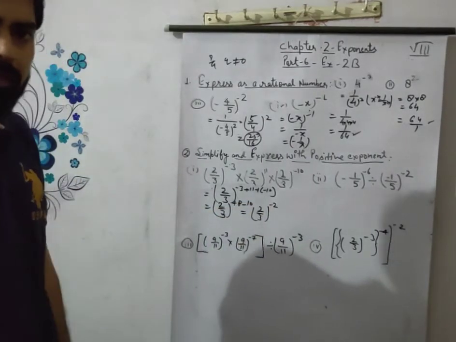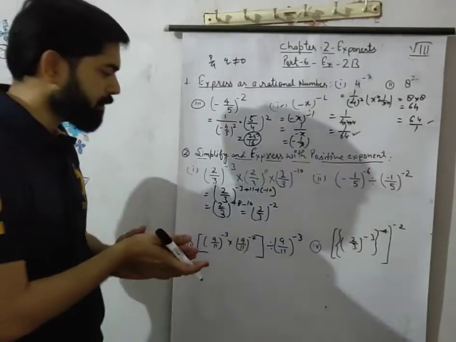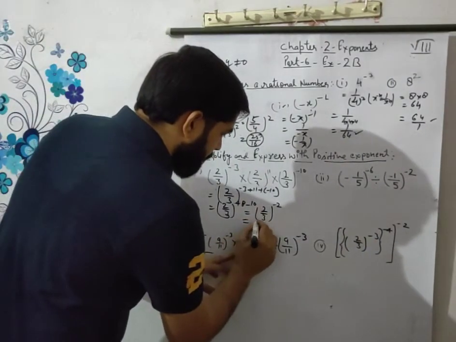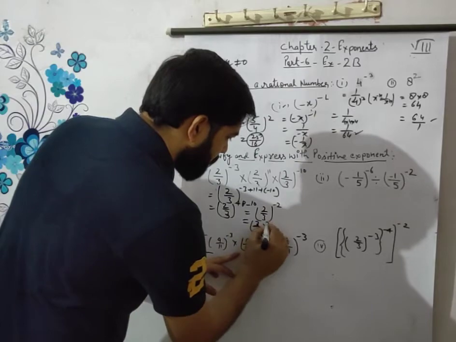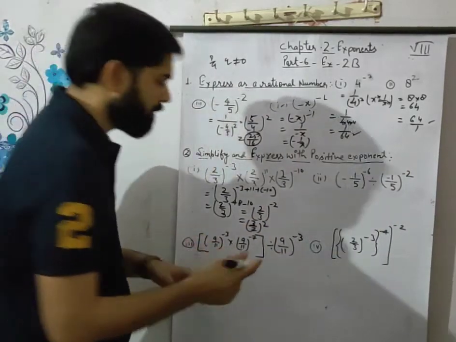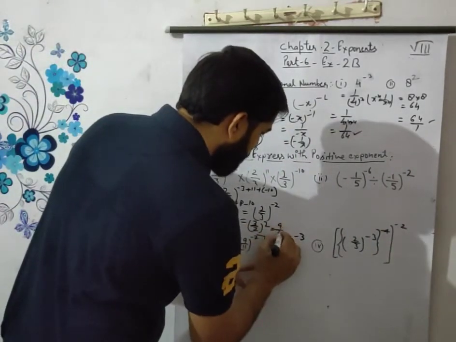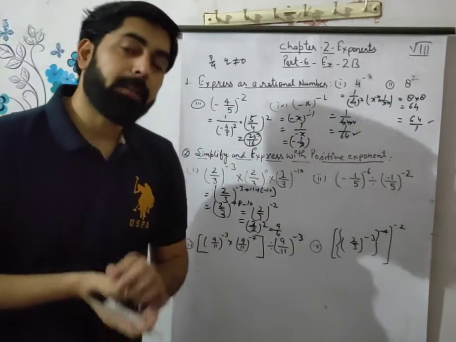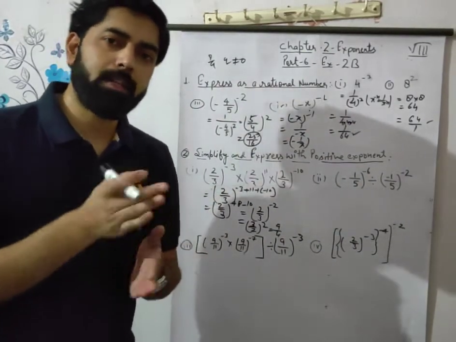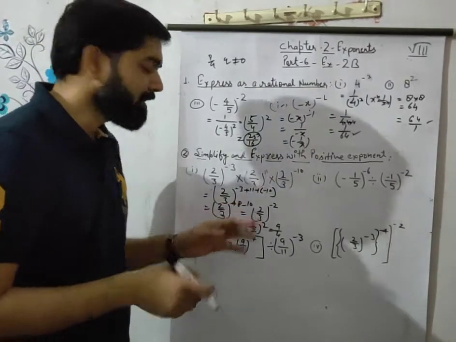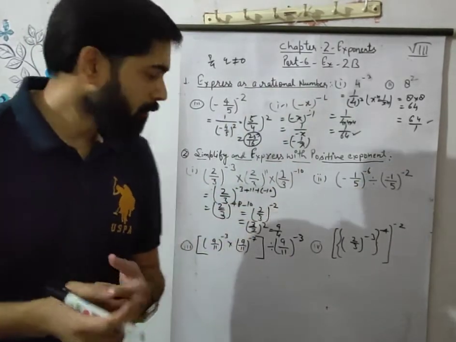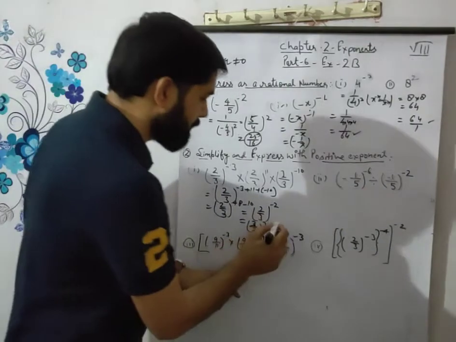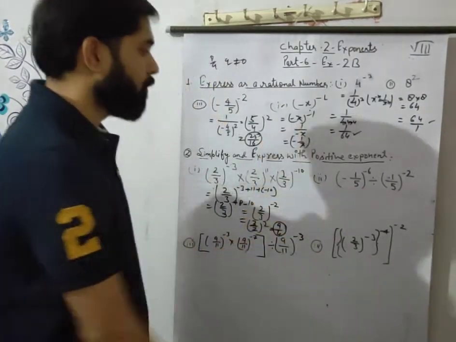Power is negative, so we can solve it like a negative exponent. We can write this number as 3 upon 2 raised to power 2. The answer will be 9 upon 4. Why 9 upon 4? 3 upon 2 raised to power 2 means 3 upon 2 multiplied 2 times: 3 upon 2 multiplied by 3 upon 2. Then 3 times 3 is 9 and 2 times 2 is 4. The answer will be 9 upon 4.